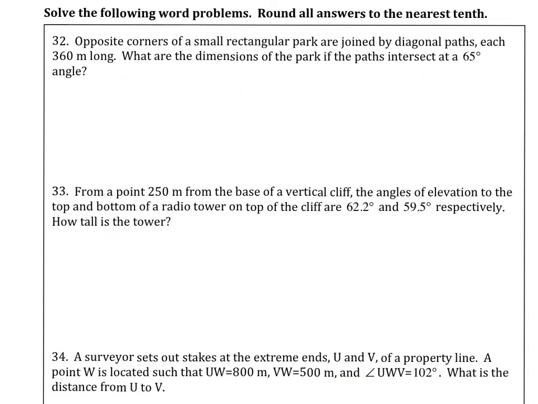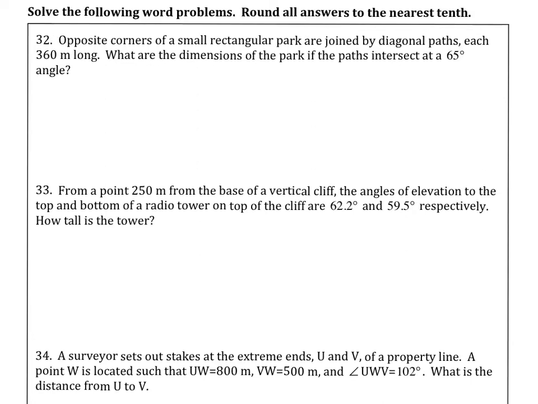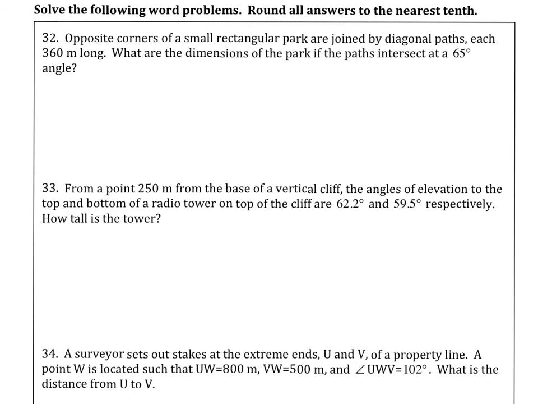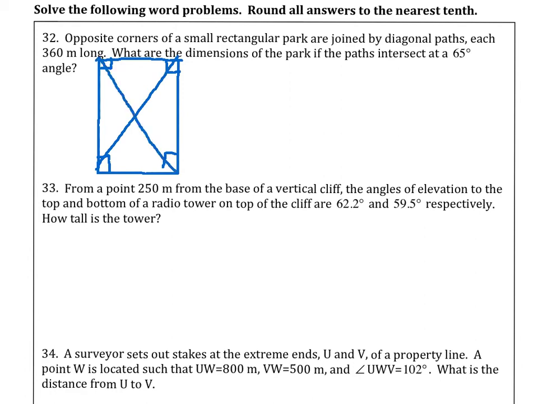So the next word problem, it says opposite corners of a small rectangular park. Okay, so I'm going to go ahead and draw a rectangle. And the fact that it's a rectangle tells me that these are all 90 degrees, so I am going to be dealing with a right triangle here. And it says they're joined by diagonals that intersect at 65 degrees.